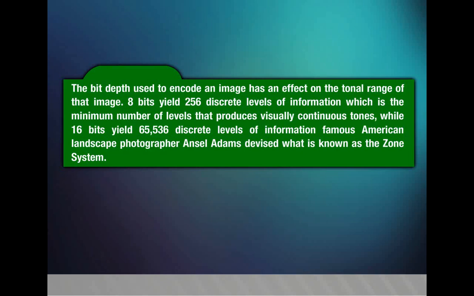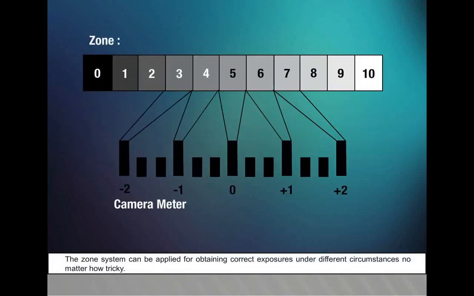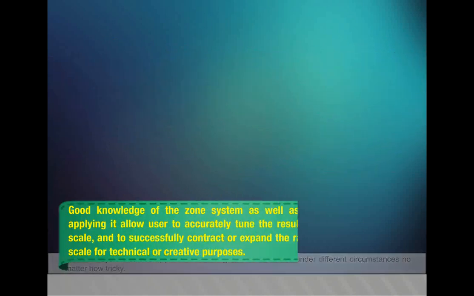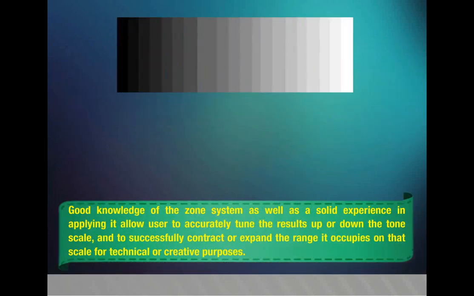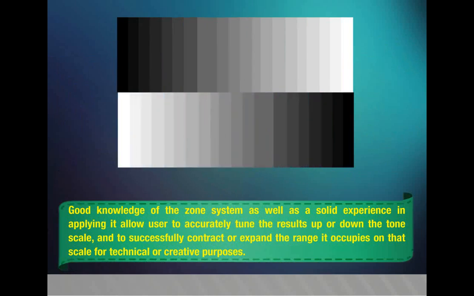Famous American landscape photographer Ansel Adams devised what is known as the zone system. The zone system can be applied for obtaining correct exposures under different circumstances, no matter how tricky. Good knowledge of the zone system as well as a solid experience in applying it allow the user to accurately tune the result up or down the tone scale and to successfully contract or expand the range it occupies on that scale for technical or creative purposes.